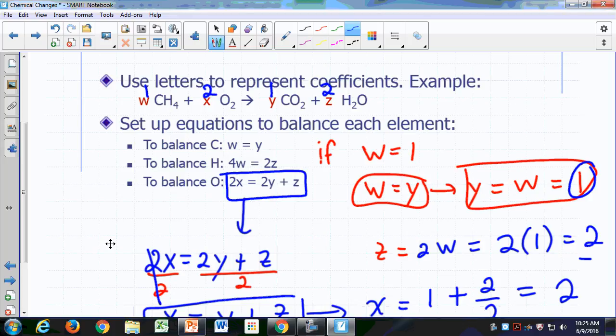Okay? What if I assume W was 2? I would have gotten 2, 4, 2, 4. Okay? So it's not unique. If you did that, you would have had to reduce that to the smallest set of whole number coefficients if you wanted to, but it's not really necessary.